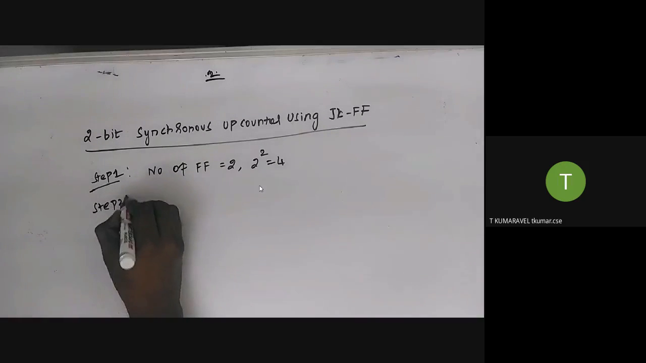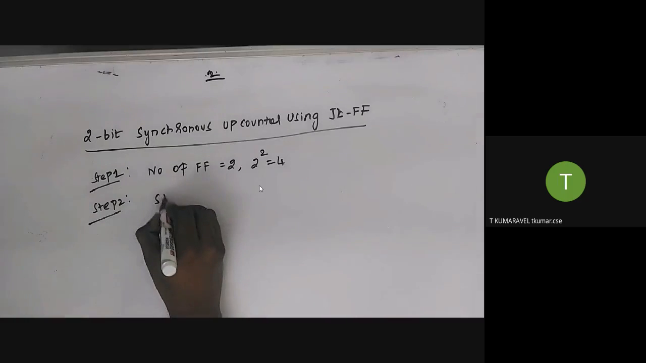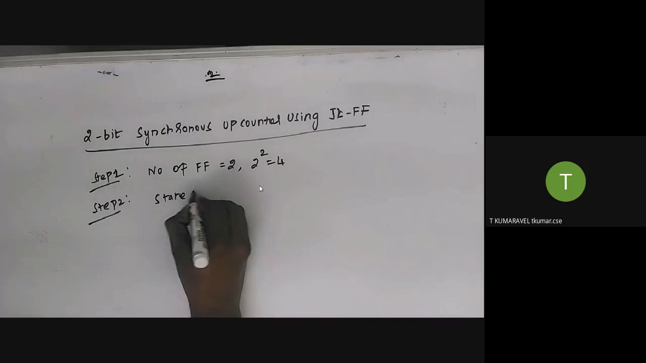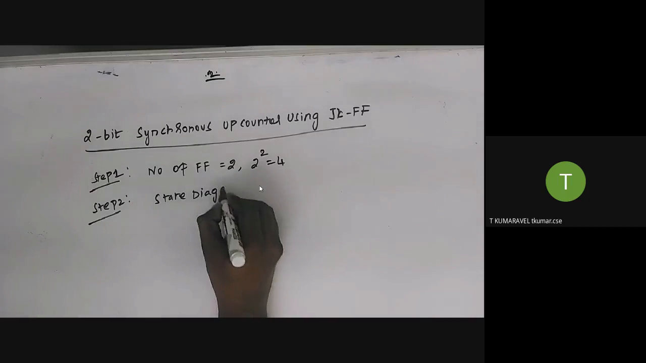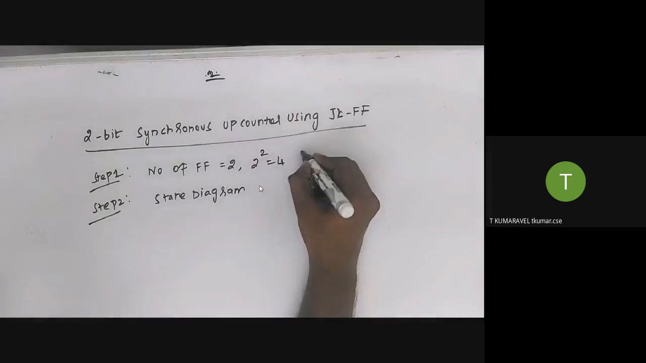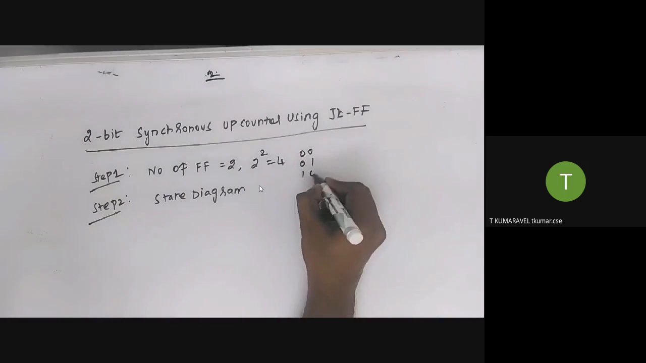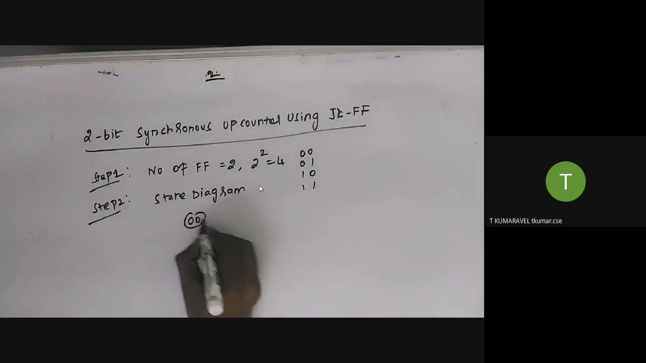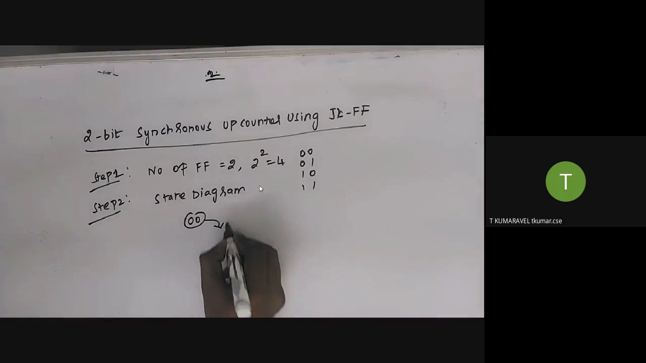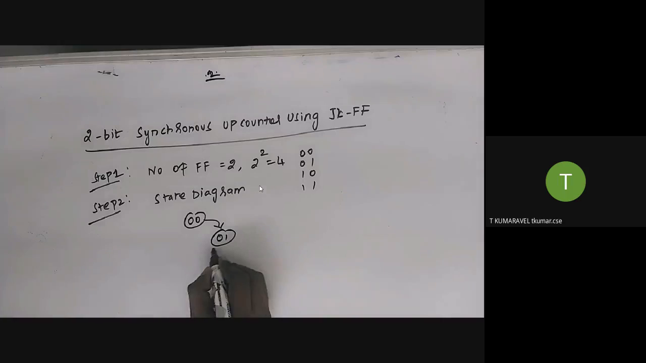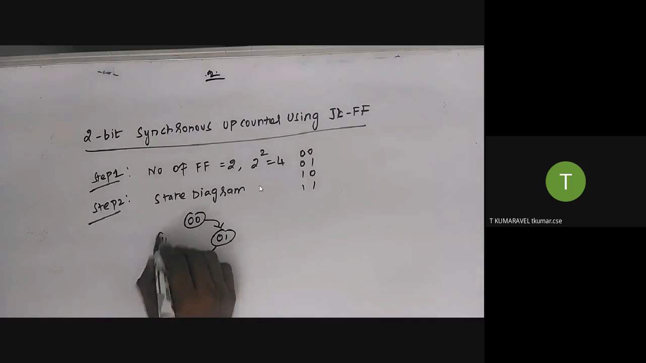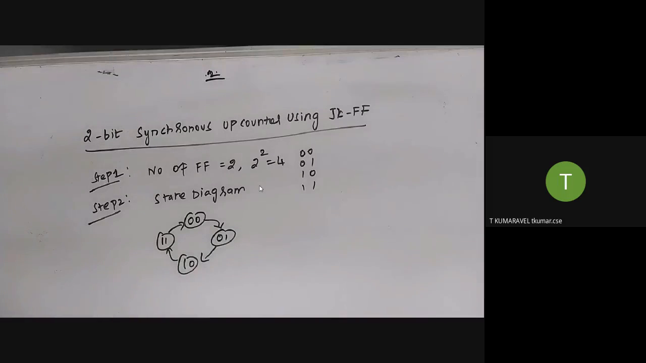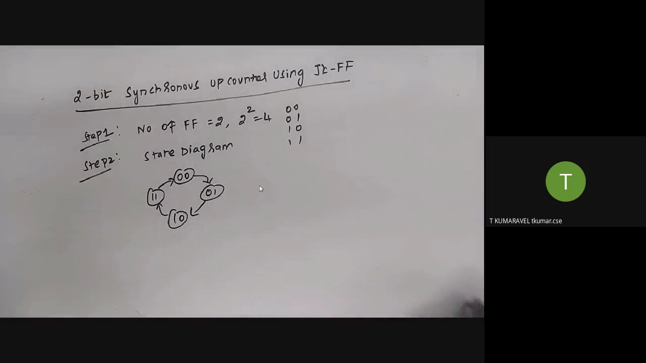So what is step 2? Step 2 is simple. You want to draw the state diagram. This is a state diagram. How many states are available? 00, 01, 10, 11. This is an up counter. Initially it is 00. Now 01, and then after that 10. After that 11. This is an increment counter. So such a way that the diagram should be. So what is the next step?